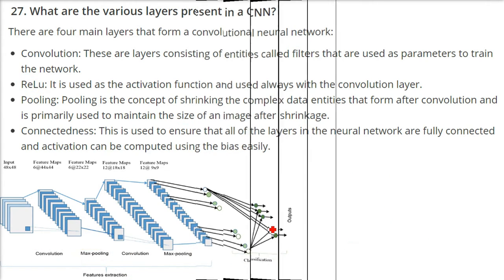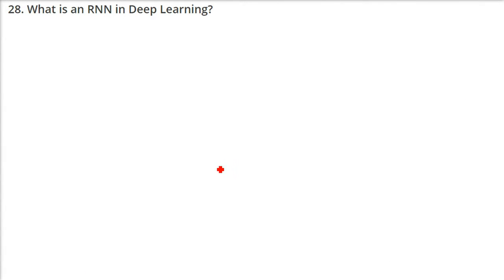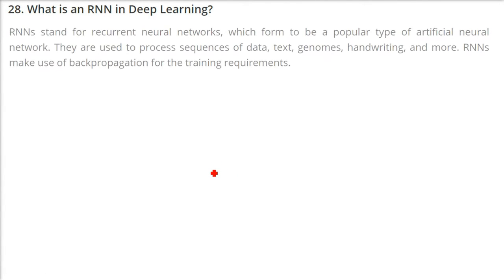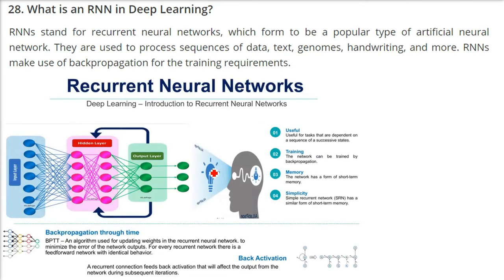What is an RNN in deep learning? So RNN, as I said, stands for recurrent neural network, which is a very popular type of ANN, and they are used to process sequences of data: text, genomes, handwriting and more. Even if there is some traffic and you want to put a gadget here to find out what the previous traffic was, this also is recurrent, all about temporal data.